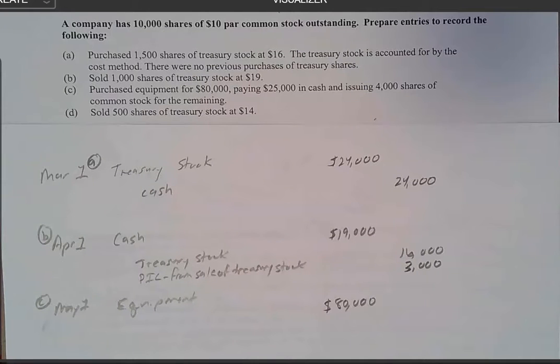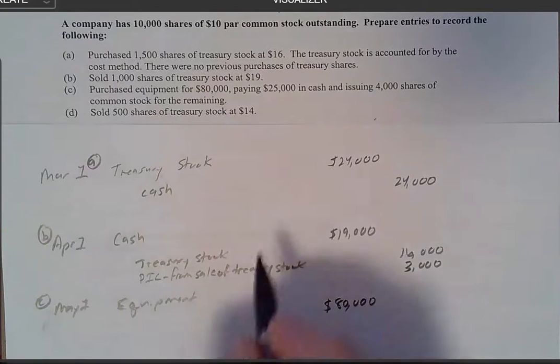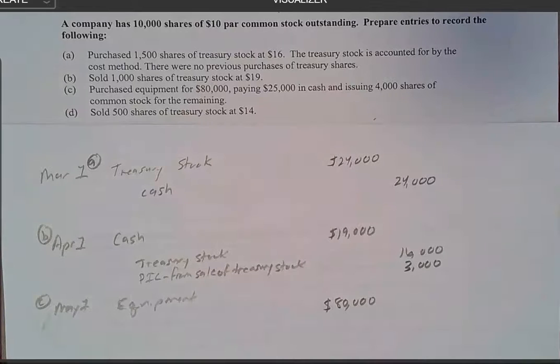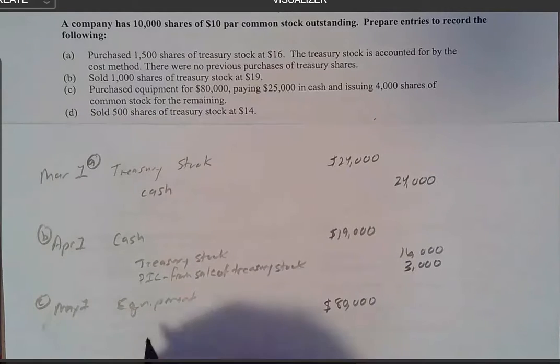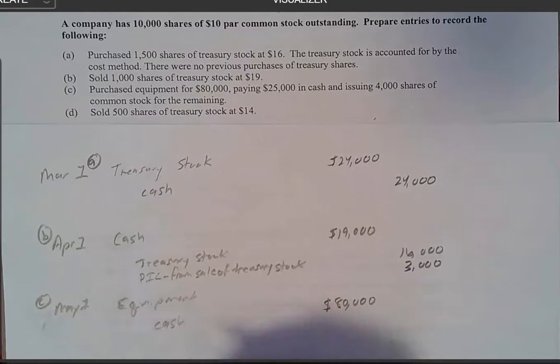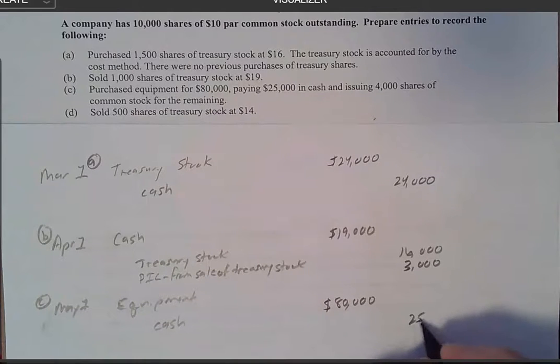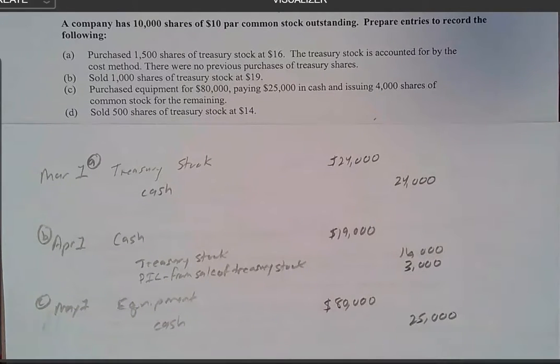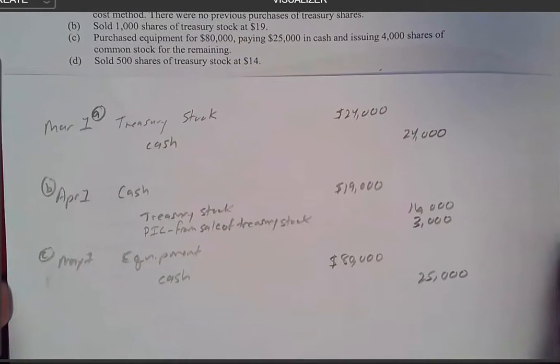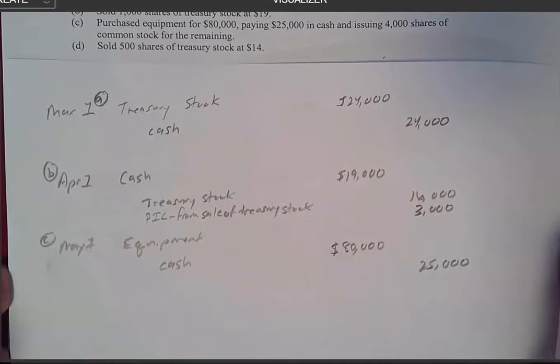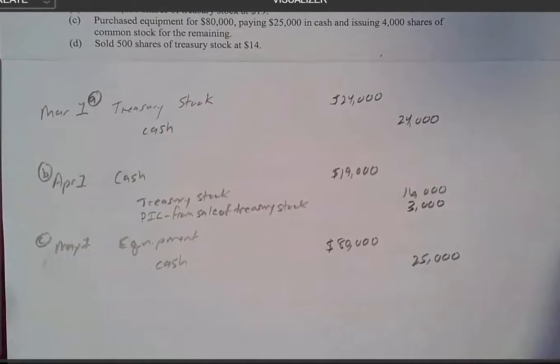We also know we paid $25,000 in cash as part of what we sacrificed to get this equipment. So we're going to have a credit to cash for $25,000. At this point, I'm going to move this up some. We're not going to be able to see the entire question, but we're already done with parts A and B, so that's okay.